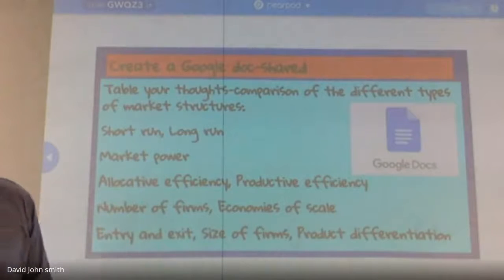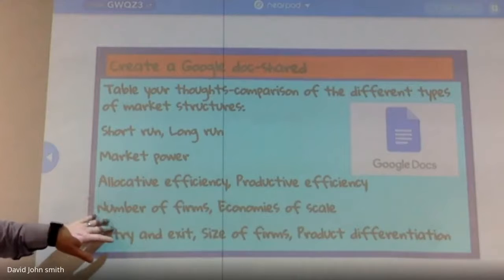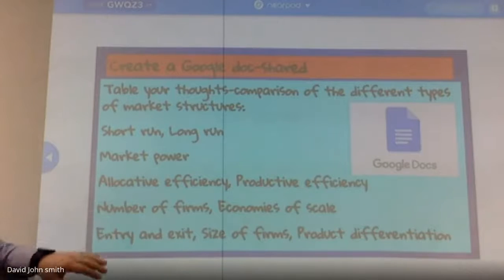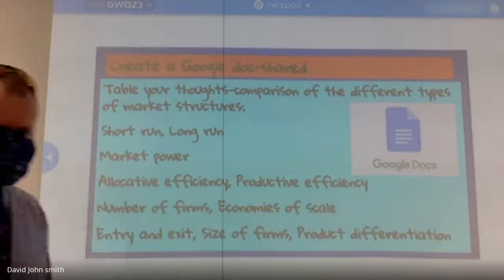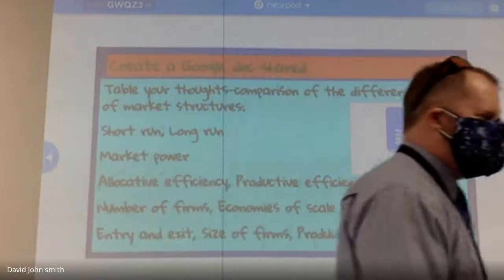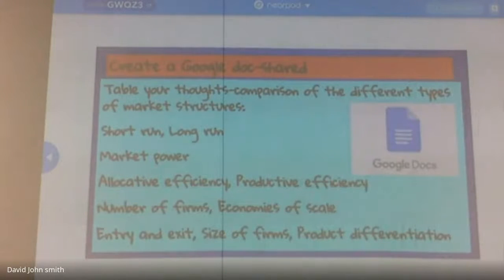The number of firms. What about economies of scale? Is it possible for a perfectly competitive firm to earn economies of scale? They're small. Yeah. So, no. The entry and exit, is it free? So there's characteristics. Are there barriers? The size of the firms? What level of differentiation is there?